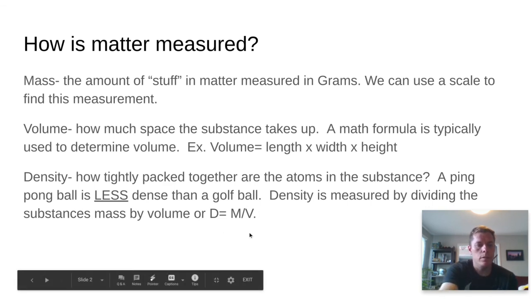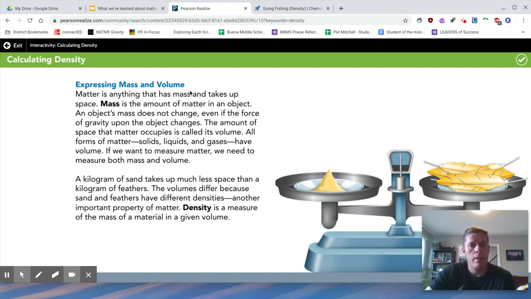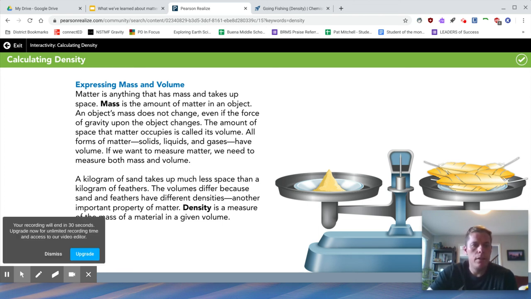Today you're going to go to Pearson and complete an interactive lab that is going to show you how to measure and calculate density. So make sure you do that today. I think there are 8 pages here, a couple different quick math problems that you're going to do to see how the relationship between mass, volume, and density is understood. And that's going to be what you'll be working on today.